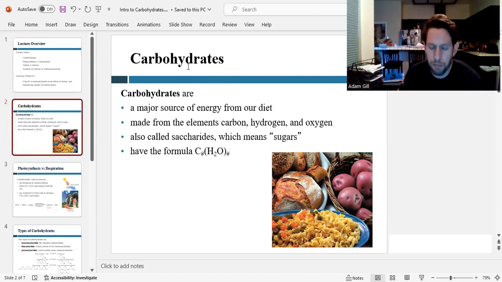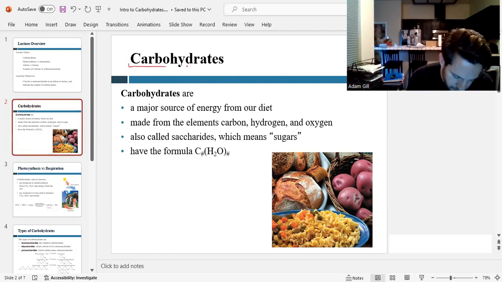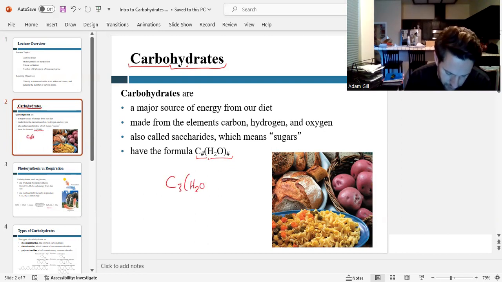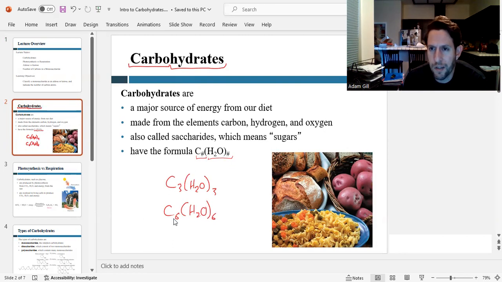And the name carbohydrate comes from the fact that the molecular formula is some number of carbons and some number of H2O equivalents. So that could be C3H2O3, or it could be C6H2O6. So however many carbons there are, there's an equivalent number of waters. Not that that has anything to do with the structure. It's just a coincidence of the molecular formula. And that's where the name comes from.